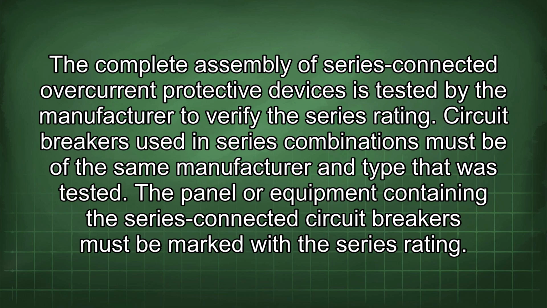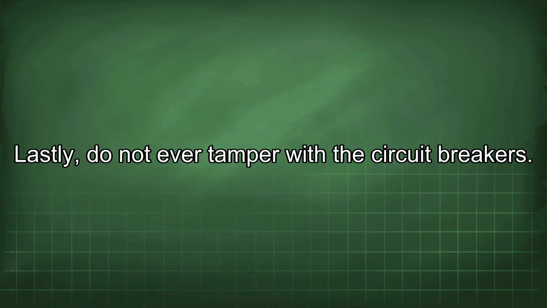A complete assembly of series-connected overcurrent protective devices is tested by the manufacturer to verify the series rating. Circuit breakers used in series combinations must be of the same manufacturer and type that was tested. The panel or equipment containing the series-connected circuit breakers must be marked with the series rating. Lastly, do not ever tamper with the circuit breakers.